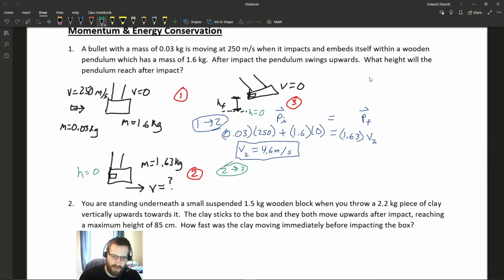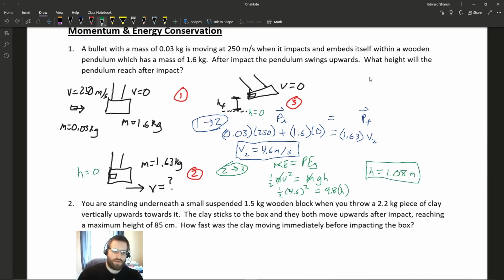So on the left-hand side, we just have kinetic energy, or KE. And on the right-hand side, we just have gravitational potential energy, PEG. So 1/2 mv squared equals mgh. We can cancel the m's. All right, V we're going to plug in as 4.6. So we have 1/2 times 4.6 squared equals 9.8 times h. So square 4.6 and then divide it by 2, then divide by 9.8. And solving that out gives the h value of 1.08 meters. All right, and that's all there is to it.